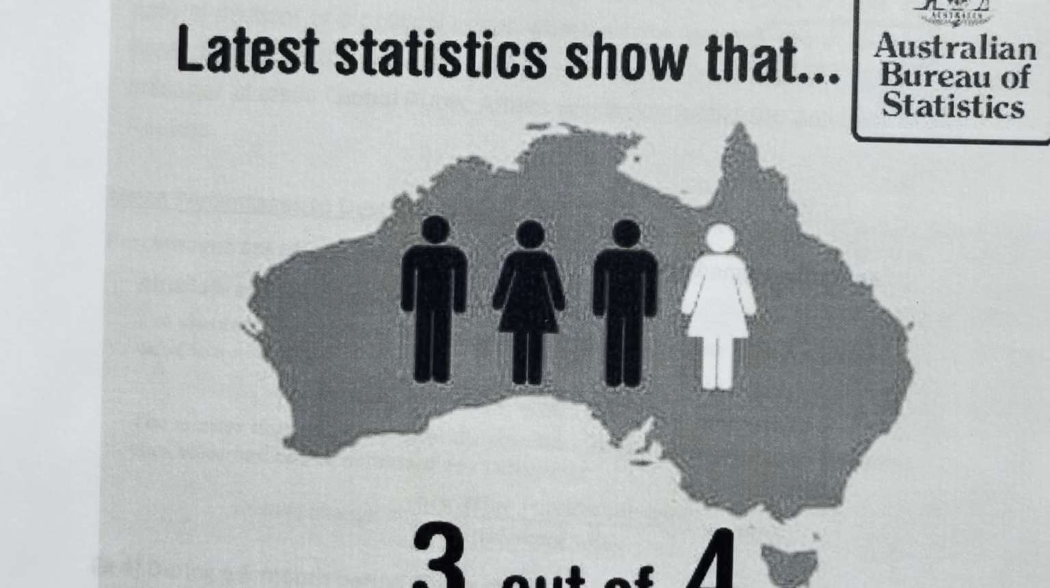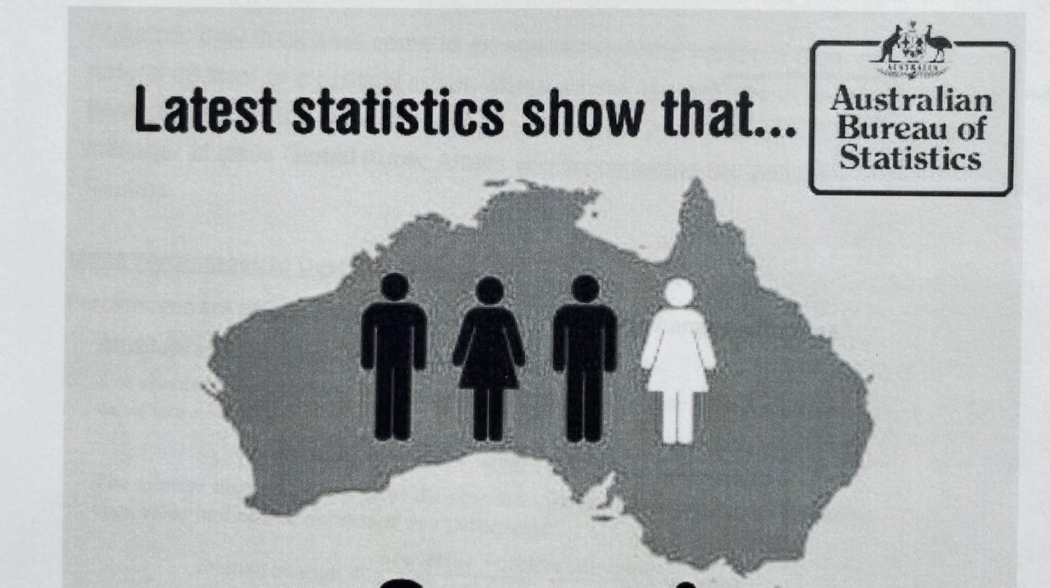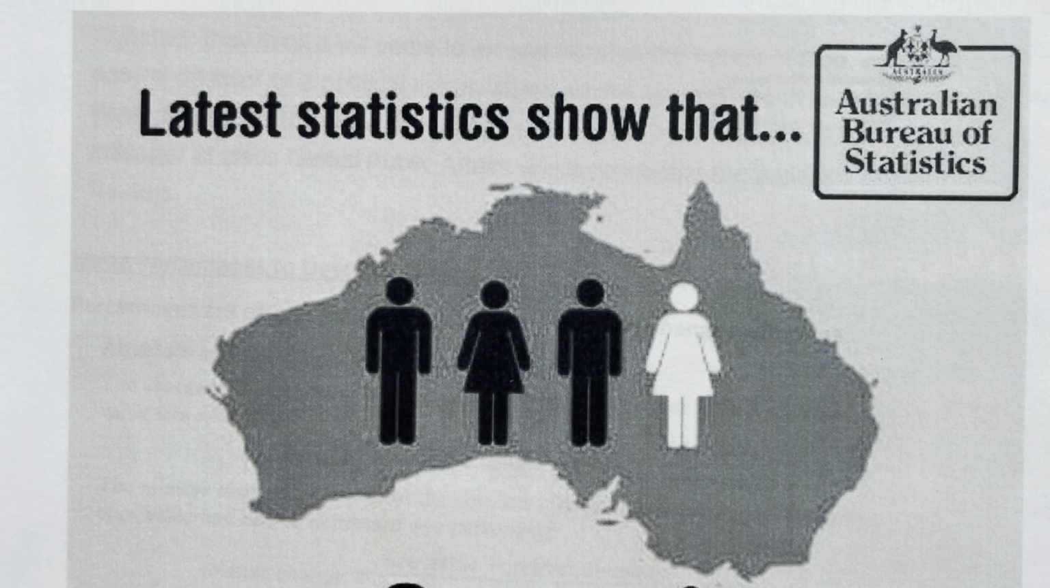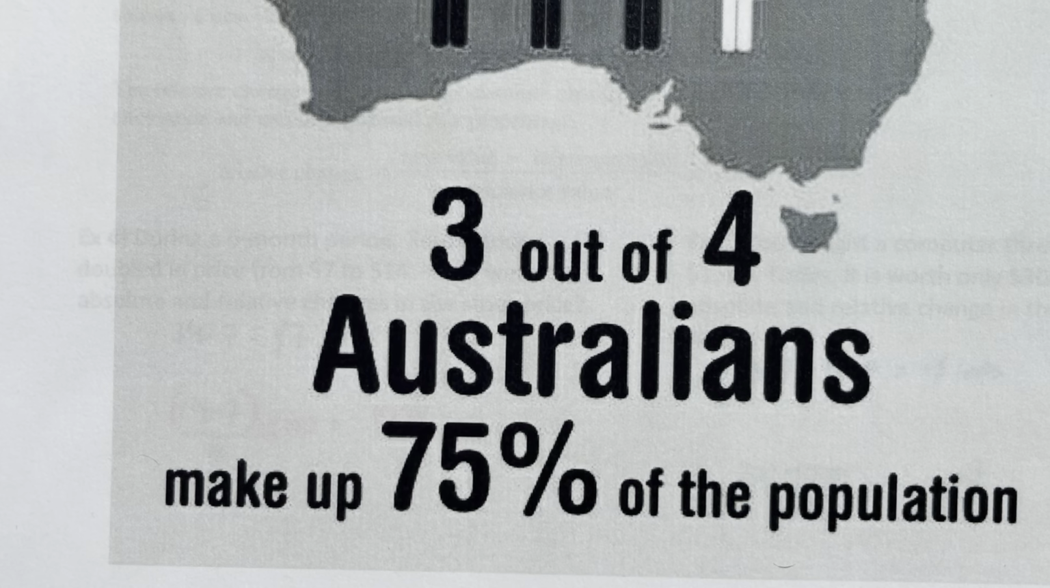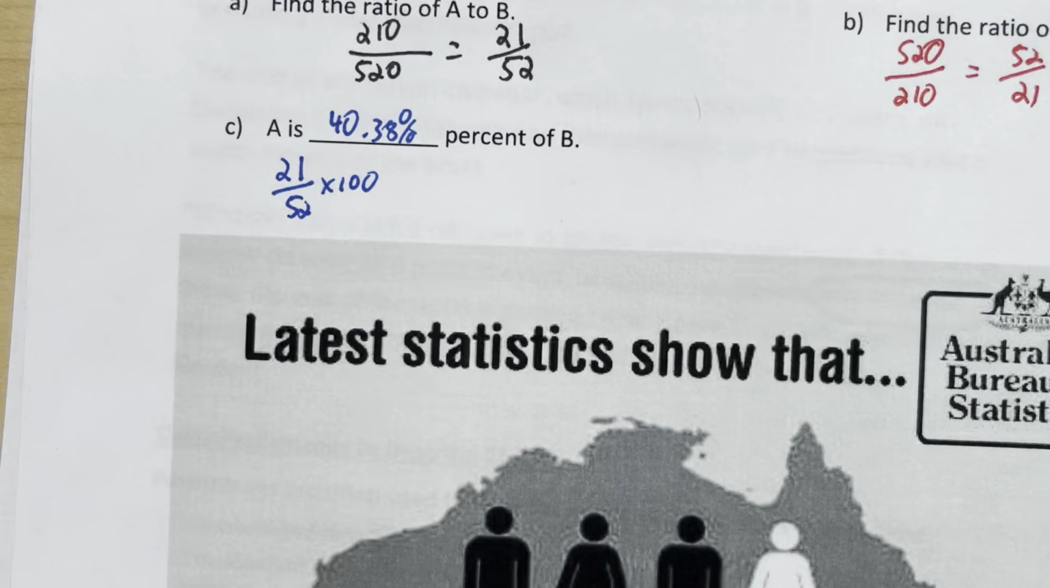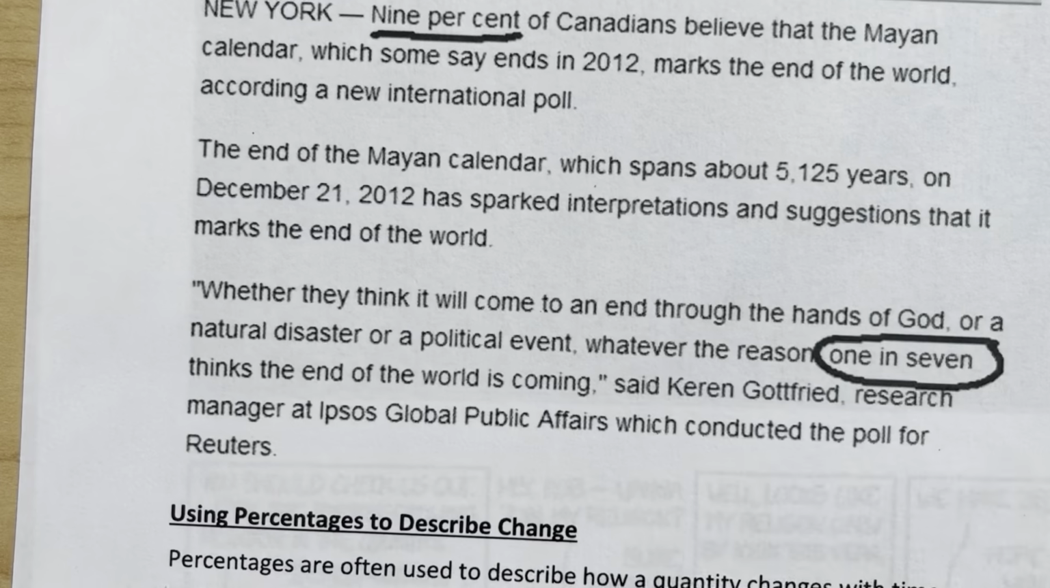All right. From the Australian Bureau of Statistics, they did a study and they showed that 3 out of 4 Australians make up 75% of the population. That was a good use of government resources out there.